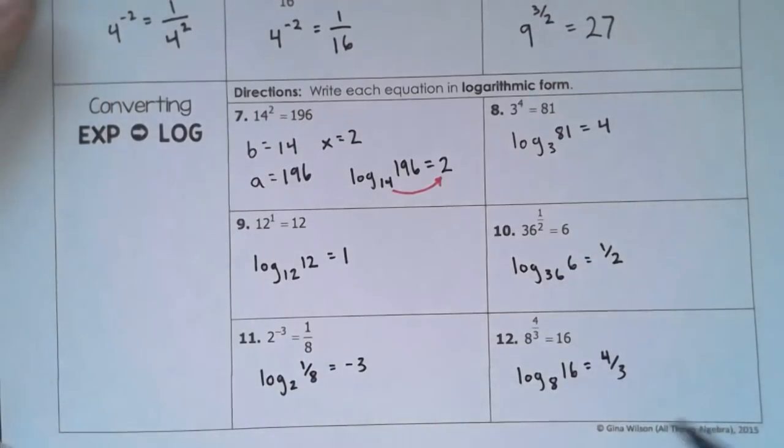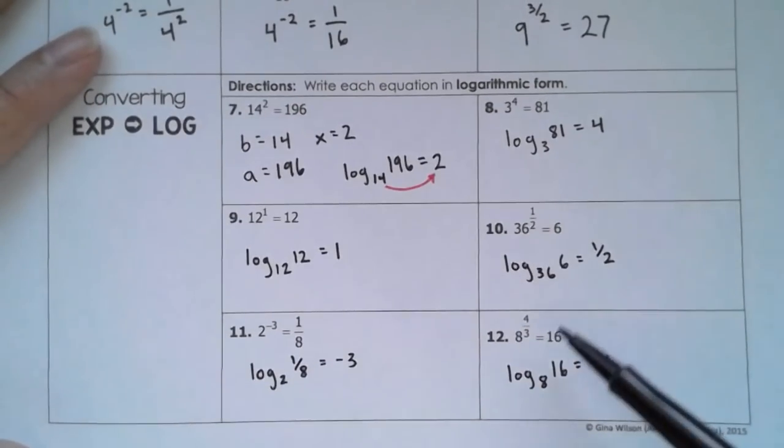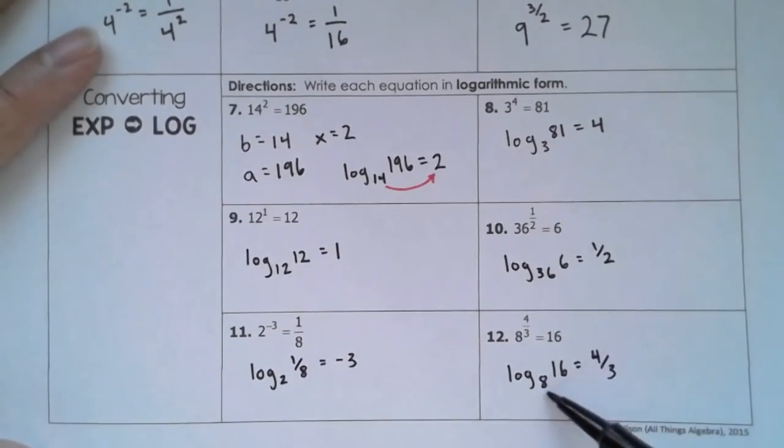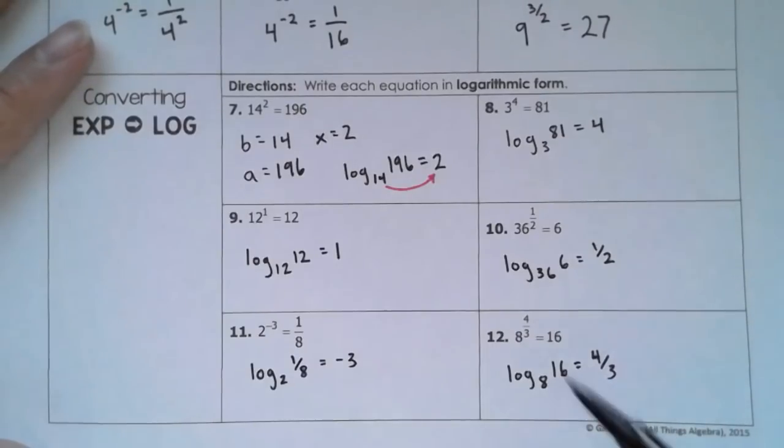And again, check your work. If you rewrite this into exponential form, you should get the original. Push the base over to the right side and see if you get that base to the exponent is equal to your value of a.